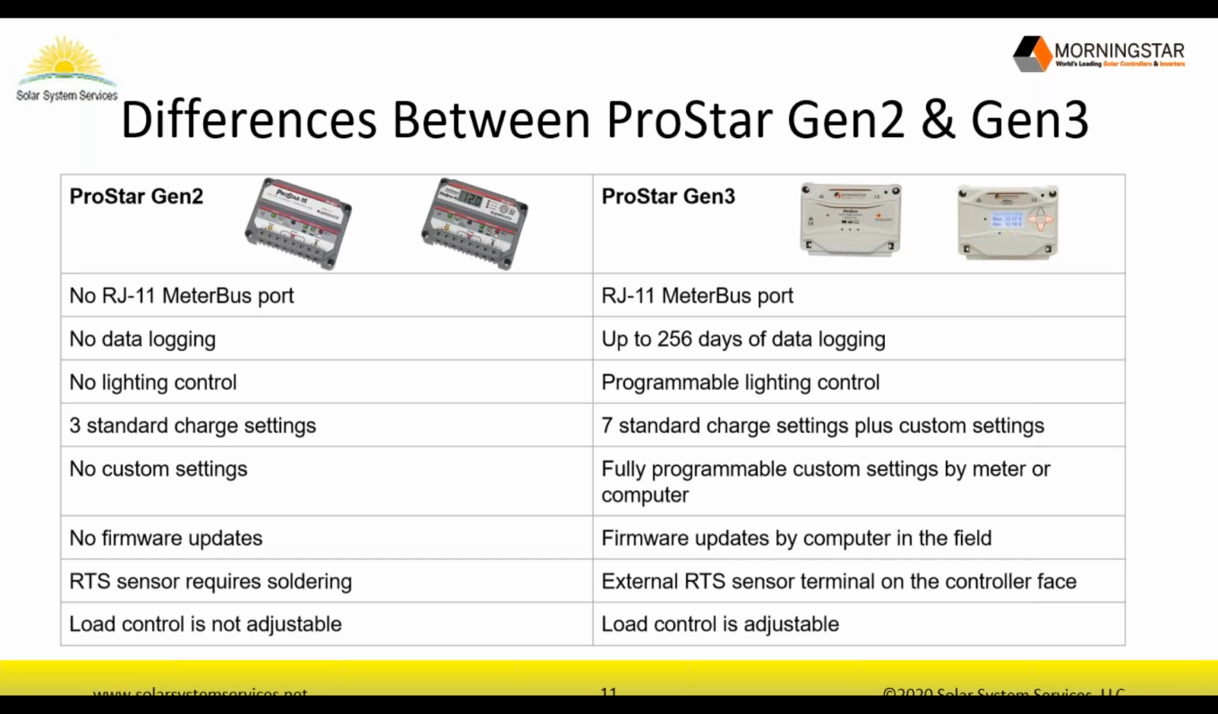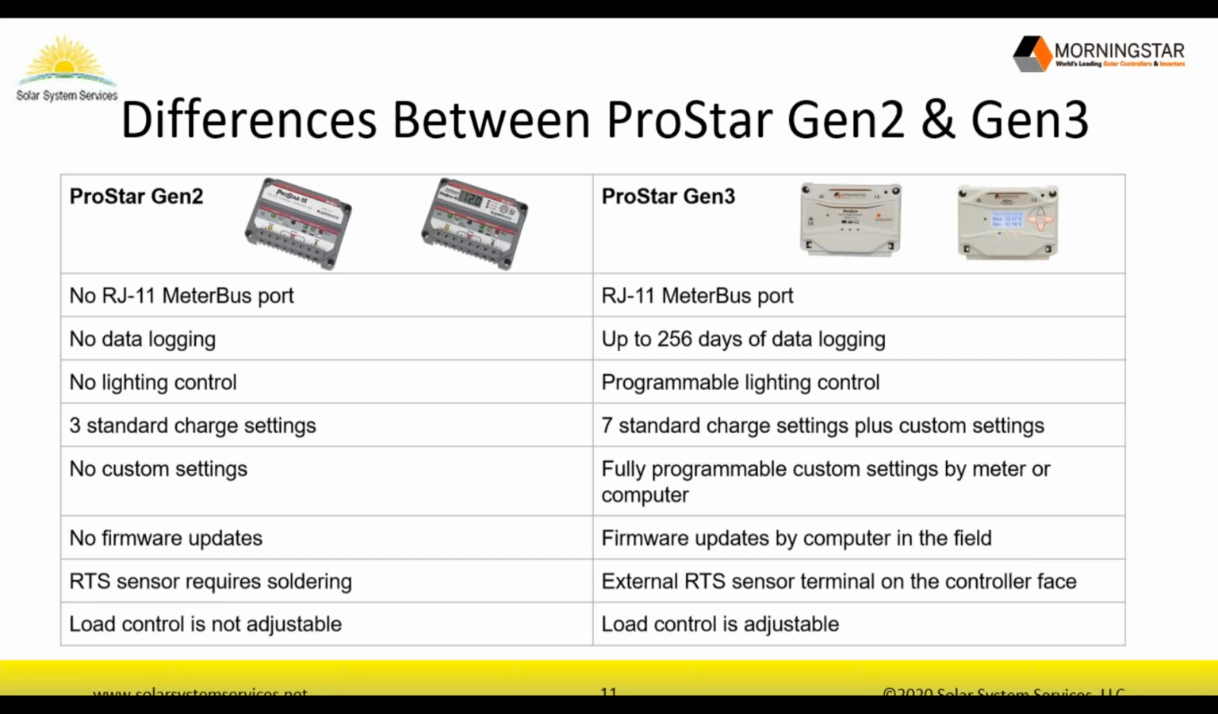Okay, let's talk about some of the differences. The Gen 2 had no meter port. That means you had no remote meter option and also no EMC1 option on that. So that's a huge upgrade. It also meant that you could not plug into it with a remote computer and make a whole bunch of changes or look at things, which would include data logging that we're going to go into detail on, or also custom settings we're going to talk about as well.